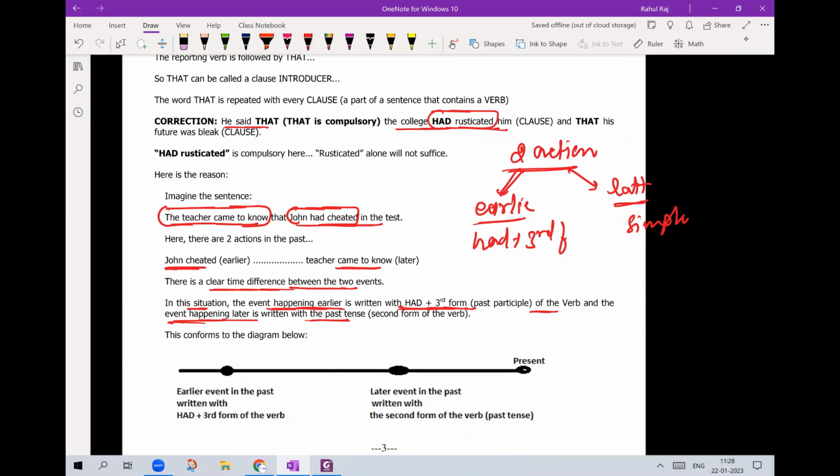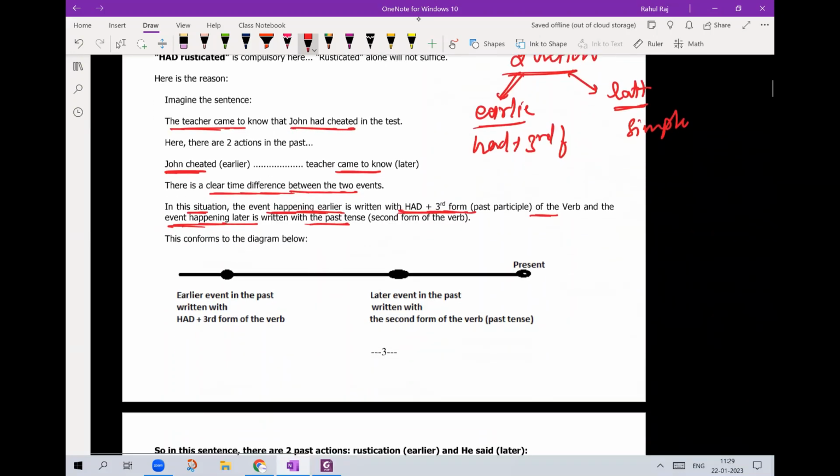And this sentence is absolutely correct because the teacher came to know that John had cheated. Had cheated is perfectly fine because there are two actions. Teacher is coming to know and John is cheating. John must have cheated before, then teacher came to know. I hope I made some sense. Anyone, any doubt over here in past perfect? And we'll discuss this again after question number 20 when we are discussing tenses and all. Anyone, any problem? No doubt, no doubt.